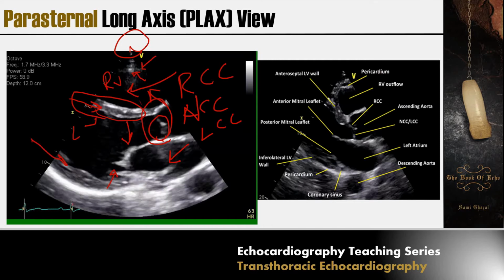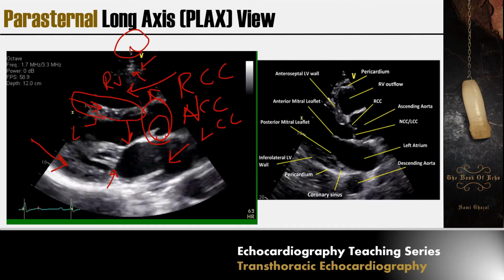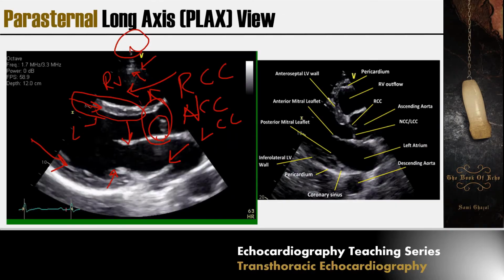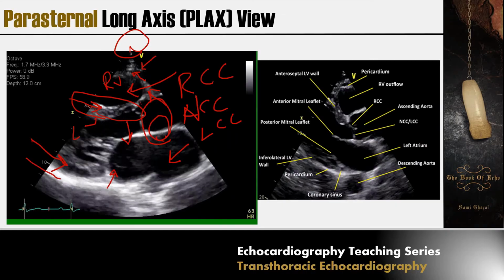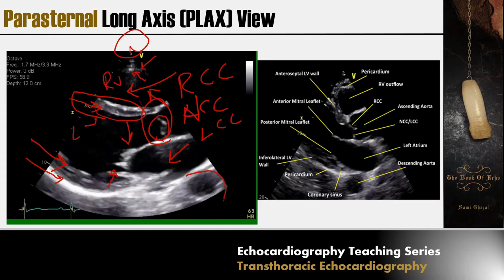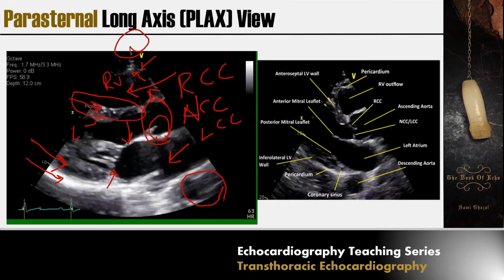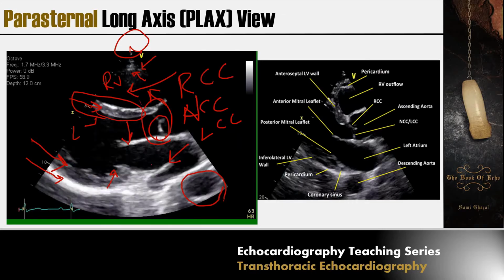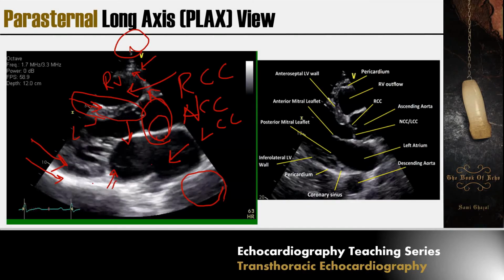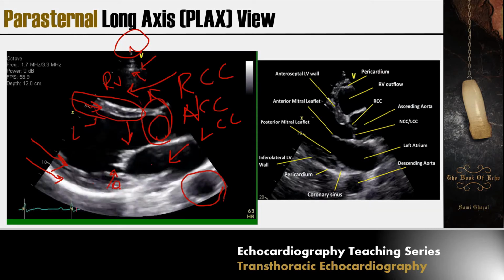This is the posterior LV wall, and now the new term is the infralateral LV wall. And this bright structure here is the pericardium. And also here you can see the descending aorta, and sometimes in the AV groove between the atrium and the ventricle, the atrioventricular groove, you can see a small black area which is the coronary sinus.